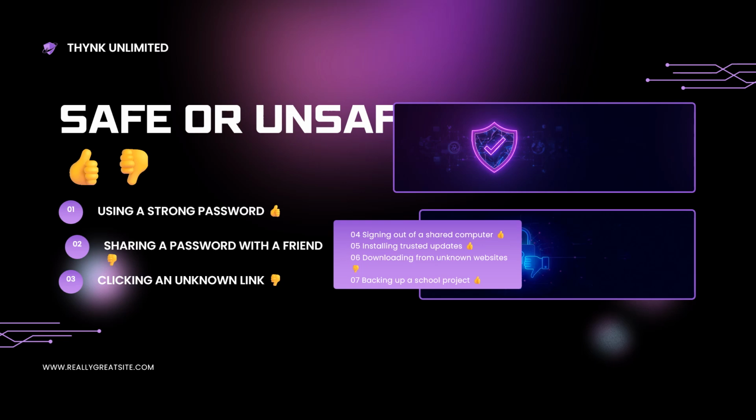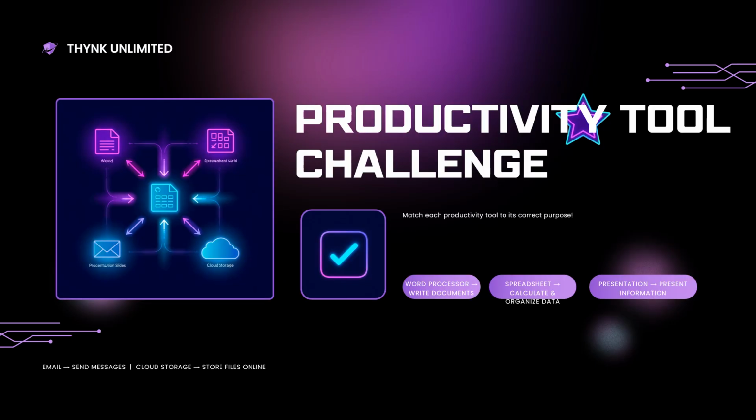Number 5, installing trusted security updates. Safe. Correct. Downloading a game from a known website. Unsafe. Correct. Next, backing up an important school project. Safe. Excellent. Grade 7. So next, we have here the next slide.